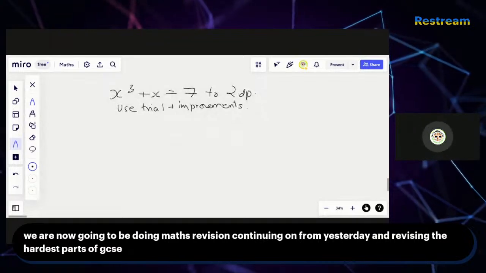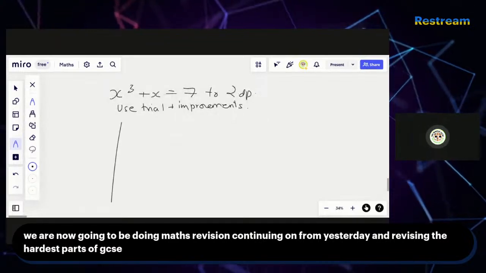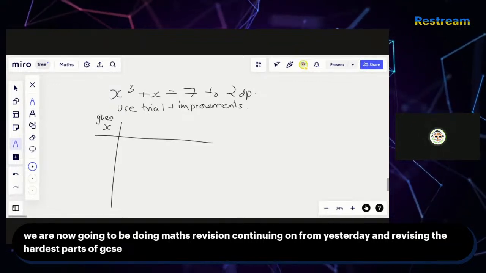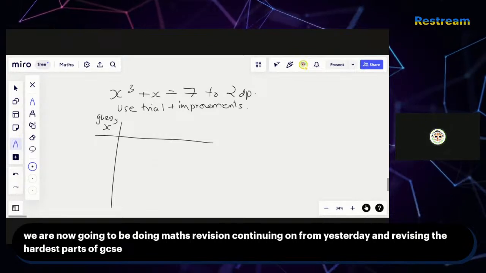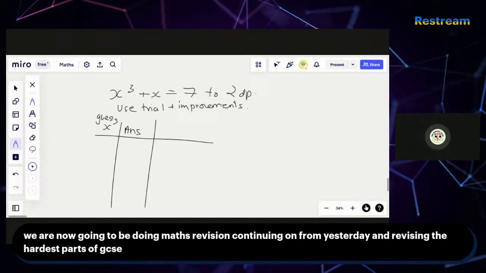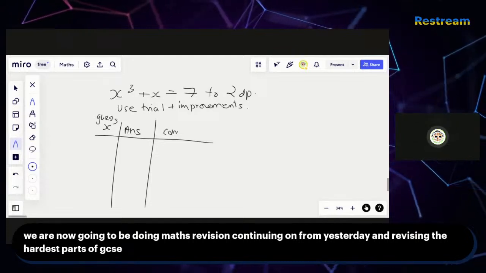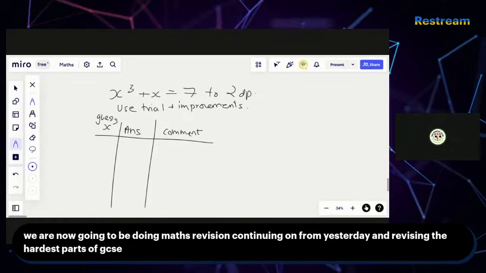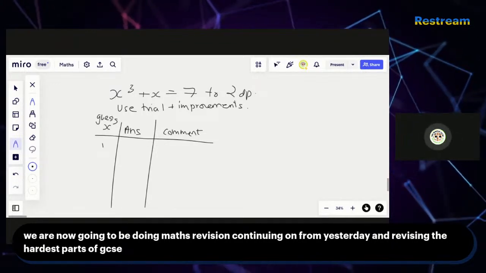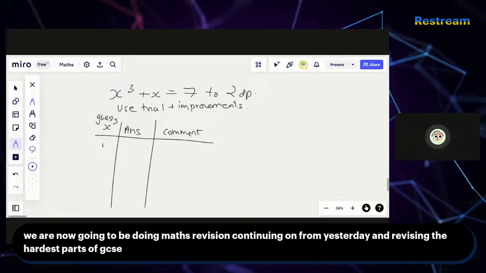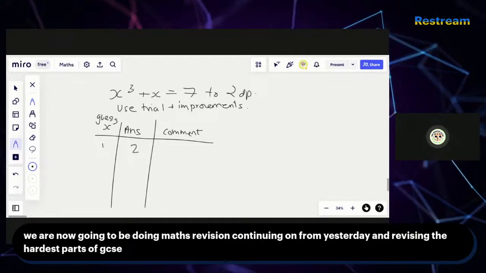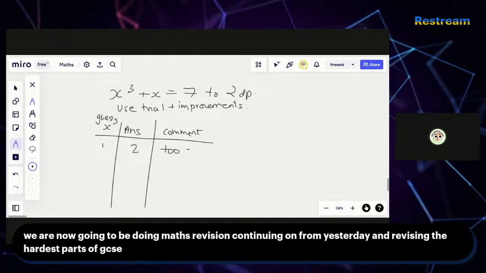So what you would do here is create a table, and in this table you would put your guessed x value. In this column you will put your answer, so what is outputted once you input this guessed x value, and then here you'll put your comment. So let's guess that x is 1, for example. When we put 1, we get the answer 2. But we know that it's supposed to be 7, so we know that this is too small.